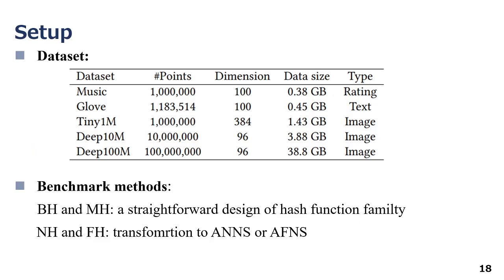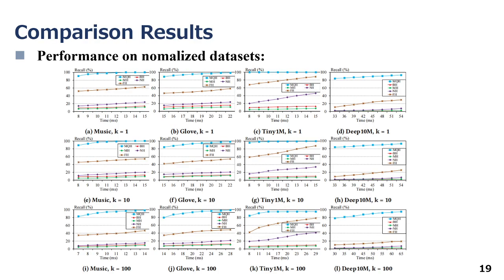Next, about the experimental results, we used 5 real datasets and 4 benchmark methods. We mainly focus on the comparison with FH and NH because they are state-of-the-art ones. We consider two forms of datasets, original dataset and the dataset after normalization, both of which have some applications in practice. This page shows the results on normalized datasets. We can see that MQH has the best performance on all datasets.